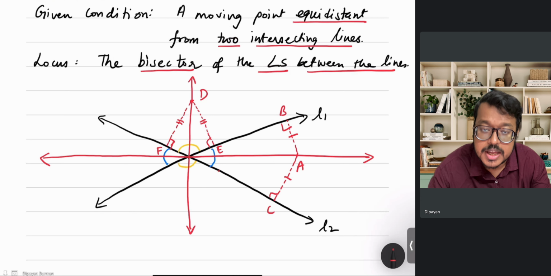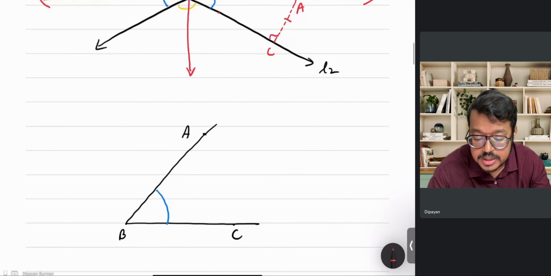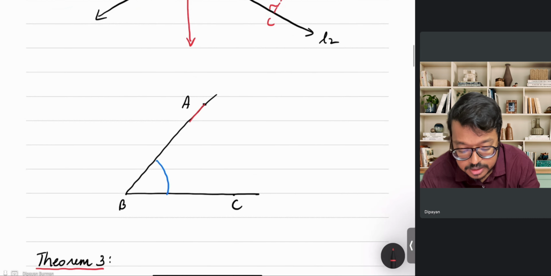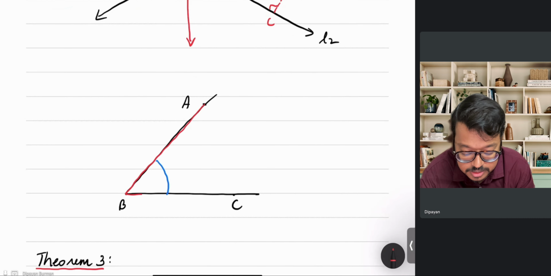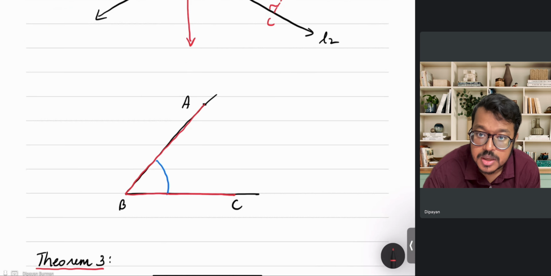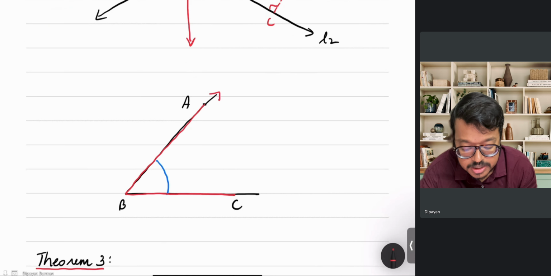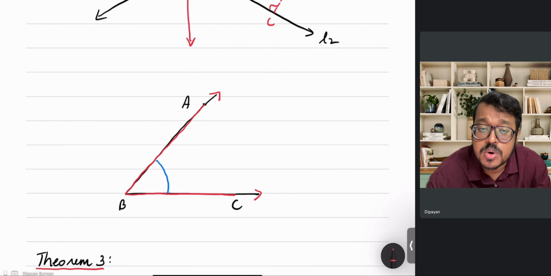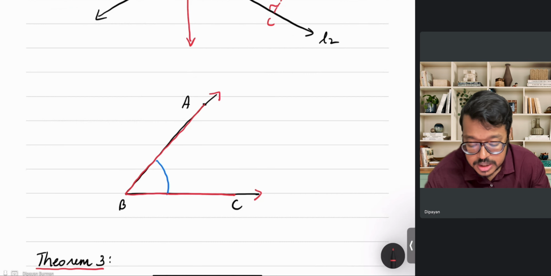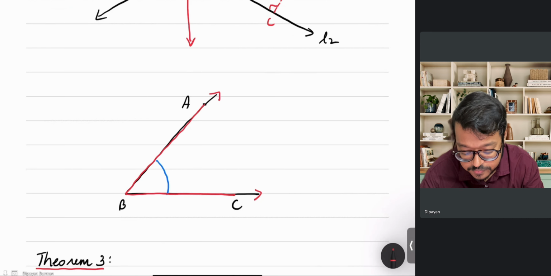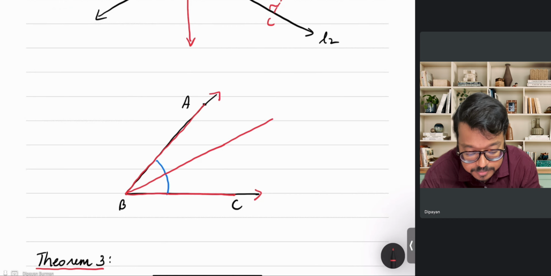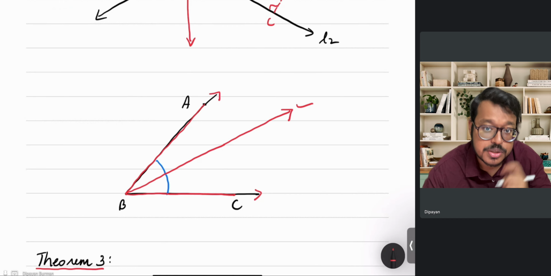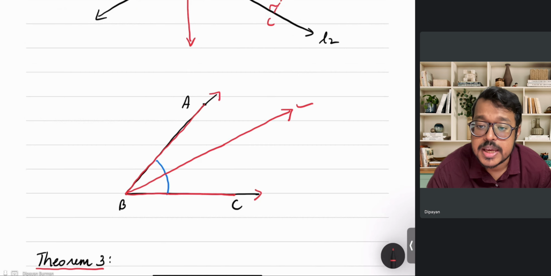Now, instead of two lines, suppose I consider line segments, let's say AB and BC are two line segments, or I can also consider them as two rays, BA and BC. Then the locus of points which are equidistant from AB and CB is going to be the bisector of angle ABC. So if I draw the bisector of angle ABC, I'll get this line. This line is the locus of all the points equidistant from AB and CB.